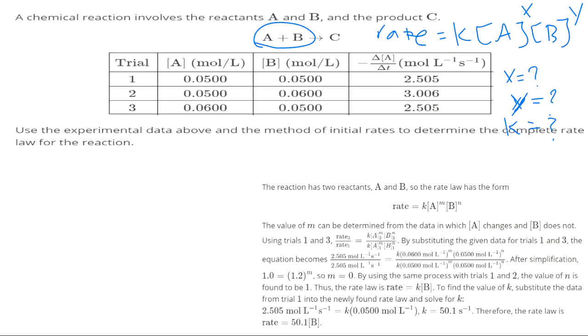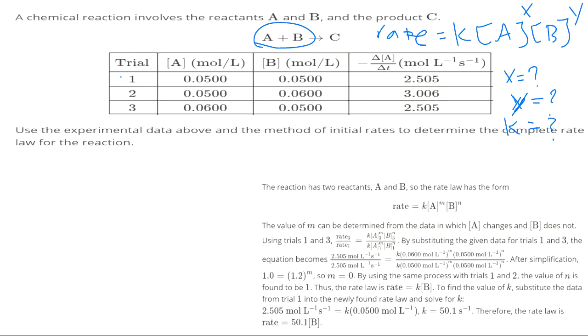The numbers are given here, the concentrations for 3 different trials. If you have 2 reactants, you have to use at least 3 different trials. If you have 3 reactants, you have to use at least 4 different trials. So your number of trials must be at least one more than the number of reactants that you have in the reaction mixture.